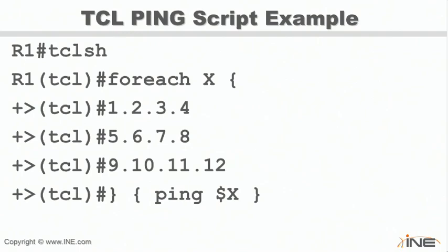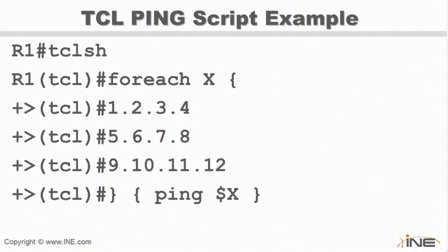So here's an example of a basic script where first router 1 is starting the TCL shell. It says we're going to create a for loop and define a variable x. So for each value that x has, we're going to run the ping command for that particular variable's value. The end result of this would be that router 1 is going to ping 1.2.3.4, then it would ping 5.6.7.8, then it would ping 9.10.11.12.